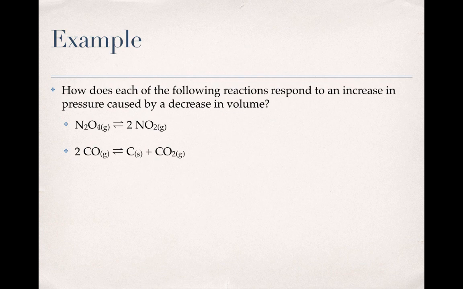Here we have 2CO gas going to carbon solid and CO2 gas. So again, if we increase that pressure, the reaction is going to want to shift in a way that offsets that increase. So it's going to move to the side with the fewer number of moles of gas. Well, we have 2 moles of gas in the reactants, and we only have 1 mole of gas in the products. So this reaction will shift towards the product side to offset an increase in pressure.